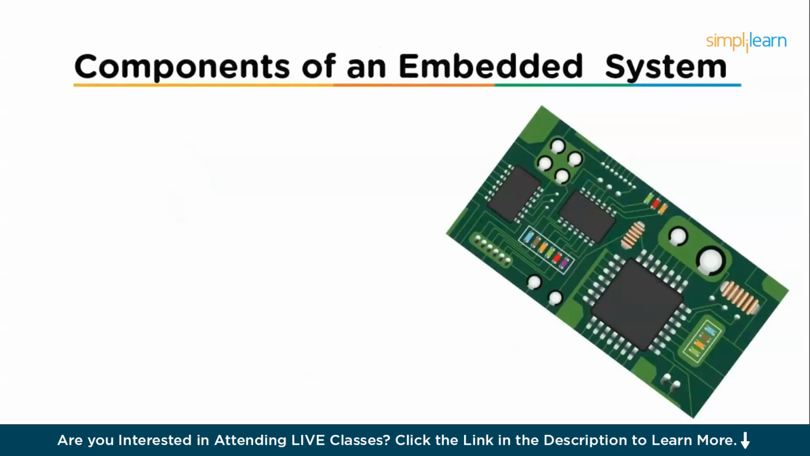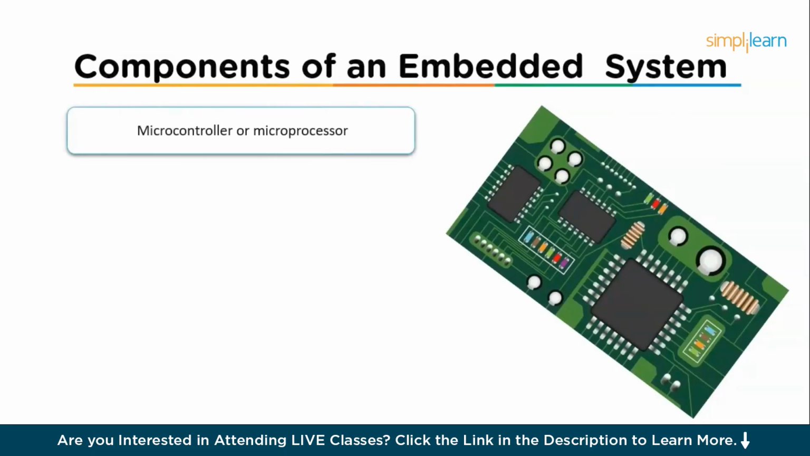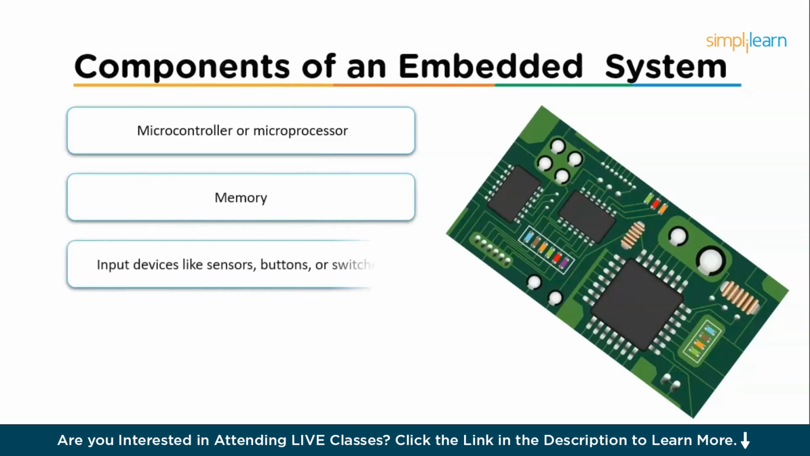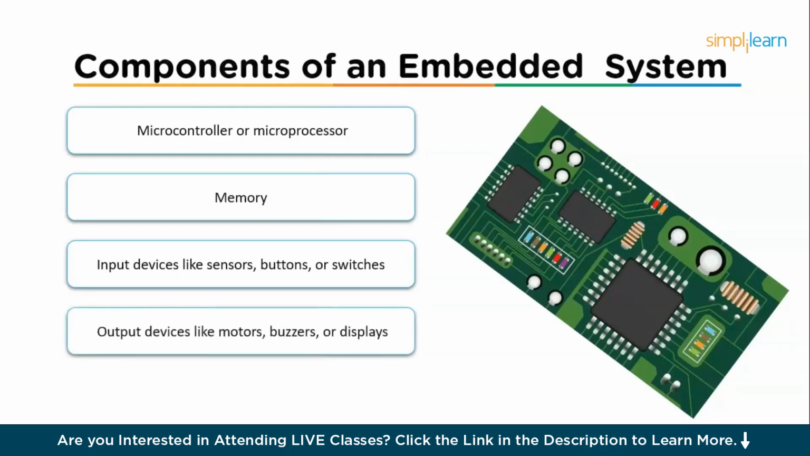Now let us see the components of an embedded system. So first, there is the microcontroller or the microprocessor. This is the brain of the embedded system. Then there's memory used to store the software and data. Then input devices like sensors, buttons or switches allow the system to detect the environment or user commands. Output devices like motors, buzzers or displays perform the action, and finally there's software, often called firmware, which runs the logic. So all of this is typically packed into a small circuit board.